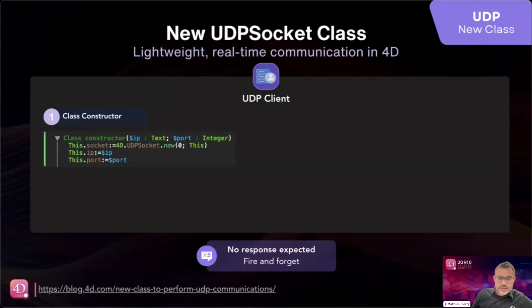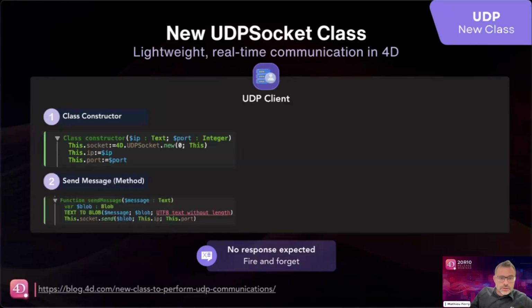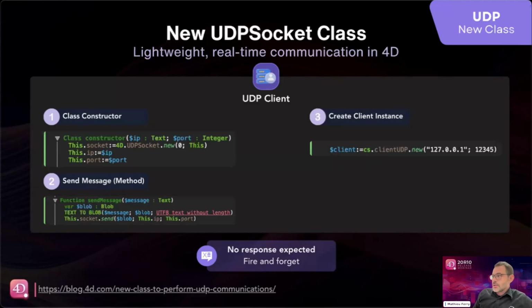Building a UDP client is incredibly simple. You just need a UDP socket object and a destination IP and port. To send a message, just use the send function of the UDPSocket class. And that's it. Your own UDP client class is ready to use. You can now send messages to a UDP server. No response expected, no connection needed. It's a true fire and forget approach.